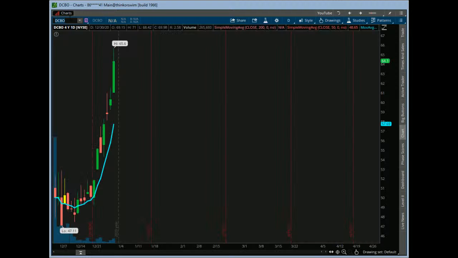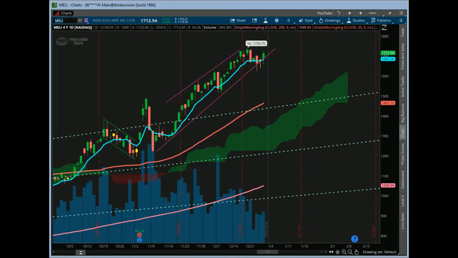DCBO, good push on the DCBO, wow, nice find on that one. Melly, little intraday action there, inside day up there with a bit of a hammer. Again, that's a crazy name to trade right there, expensive.